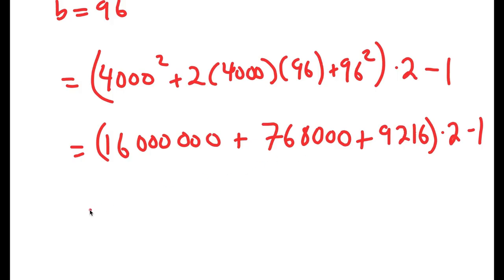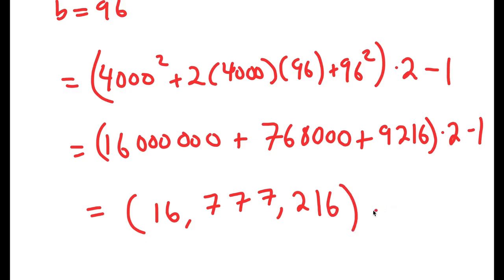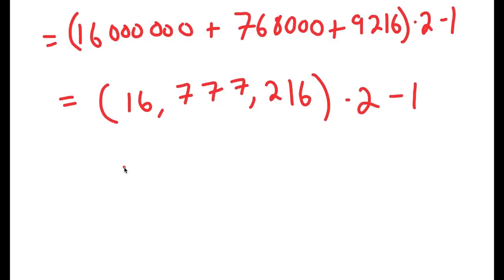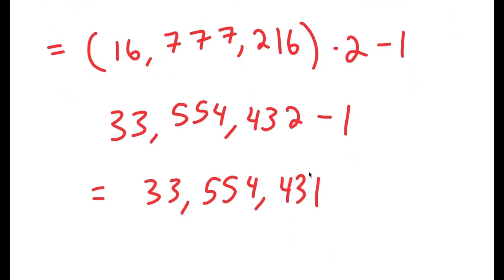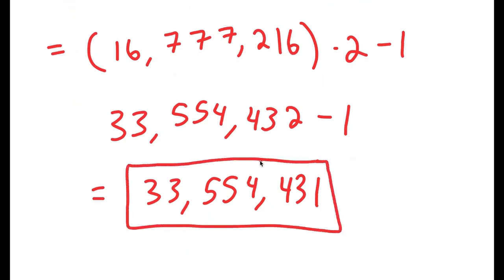So now I'm going to add all these up. If I add all of these up in the parentheses, I get 16,777,216. So now I have this times 2 minus 1. If I multiply this by 2, I get 33,554,432. And I have this minus 1, which is equal to 33,554,431. So this is my answer to this problem.